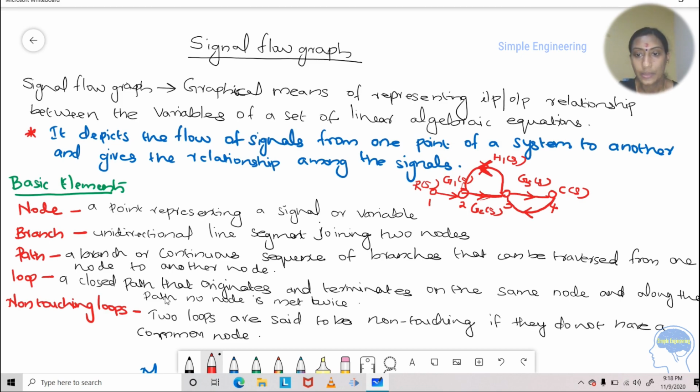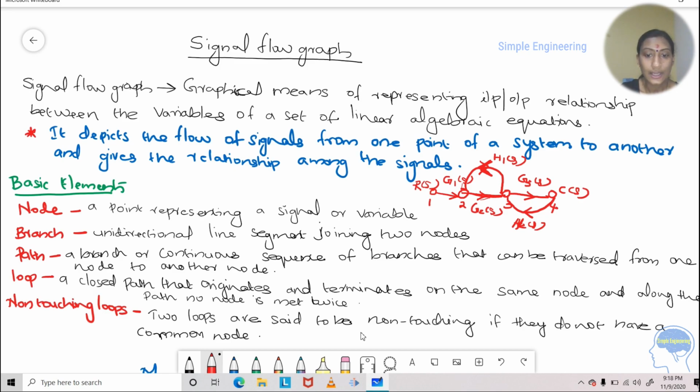So another loop can be starting from the 3rd node, traveling to the 4th node, and again coming back. So this can be H2 of S, like that. So this is a loop. That is, it is starting from one node and ending at the same node itself. That is a loop. Then non-touching loops.